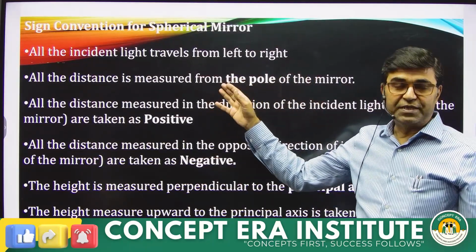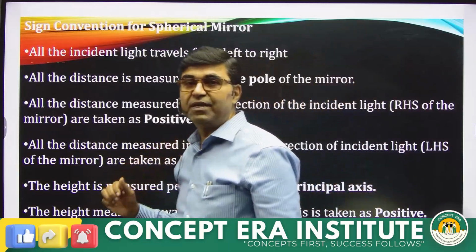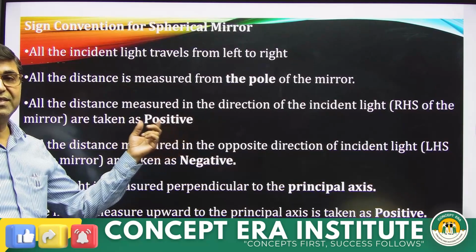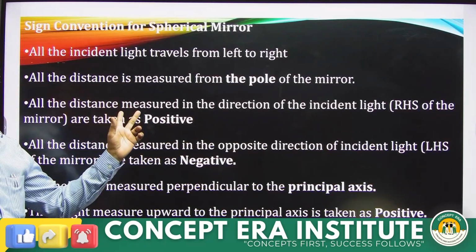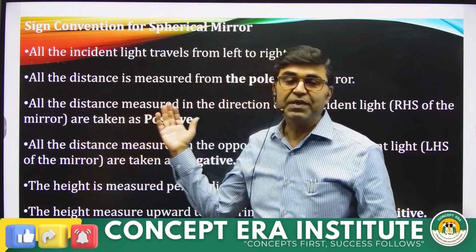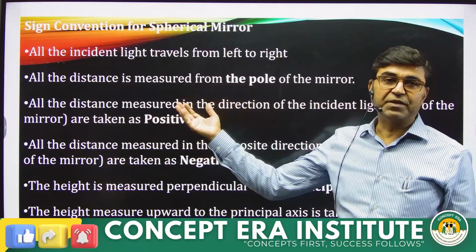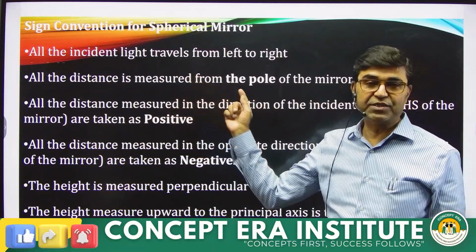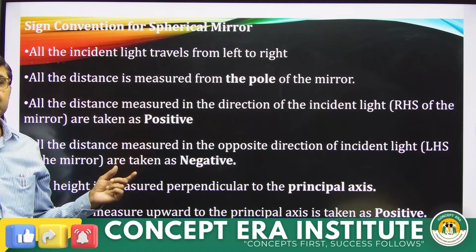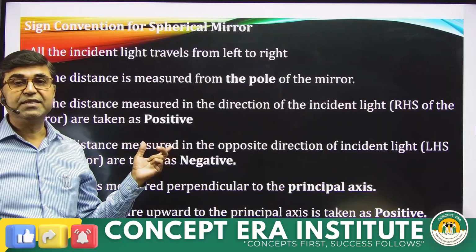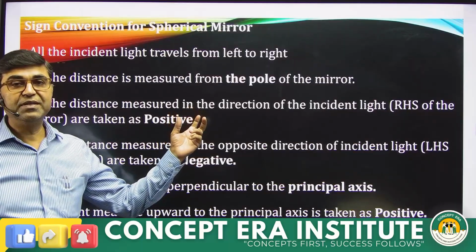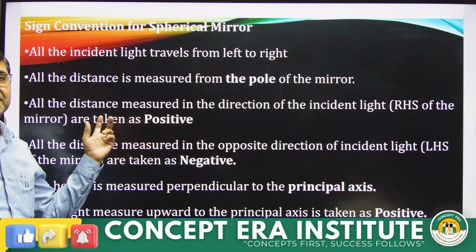In every case, whether it's a lens or a mirror, you must keep in mind that u, that is the object distance, is always taken as negative. That means we will put a negative sign before the object distance. Suppose the question says the object is placed 25 centimeters in front of the mirror. So you will take u equal to minus 25. If the mirror is concave, then its focal length will be taken as negative, and if the mirror is convex, then you will take the focal length as positive.